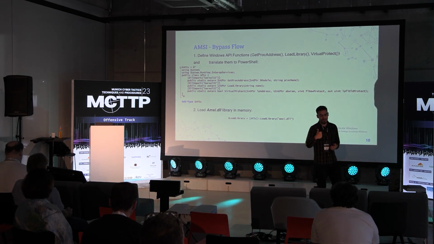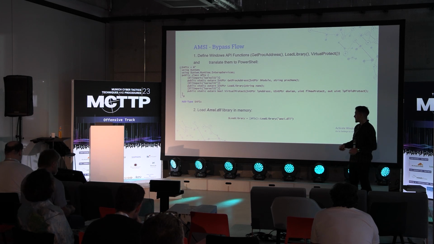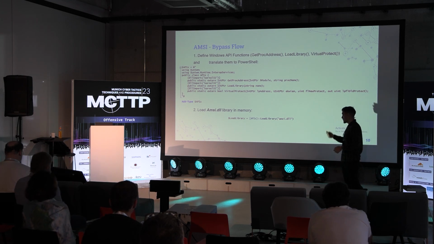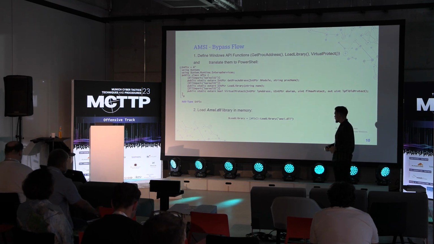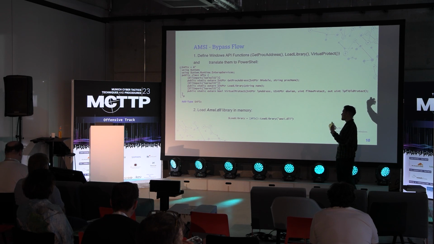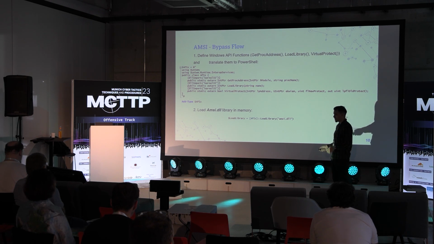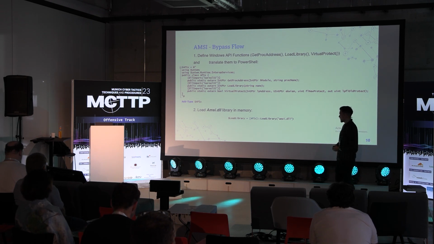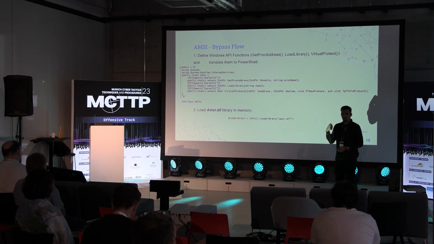Why are we using this combination? Basically, PowerShell is limited on the Windows native API functions that we can call and modify. So we define them through C# and then we play with them in memory. As you can see, GetProcAddress, LoadLibrary, and VirtualProtect are all Windows native functions that we'll use to manipulate our AmsiScanBuffer function.